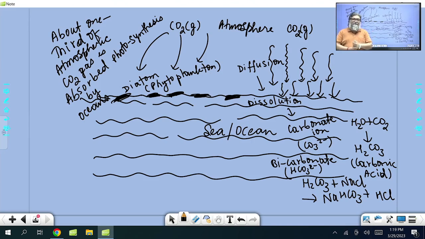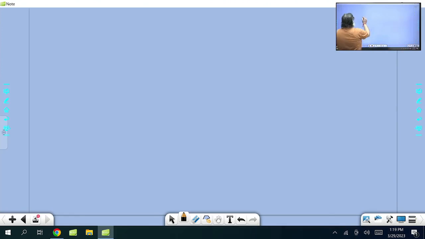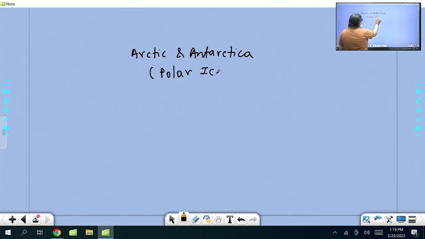Sir, freezing of polar ice could also be one. Where, what thing? Freezing of polar ice. Yes, that's right. So Arctic and Antarctica, this polar ice.